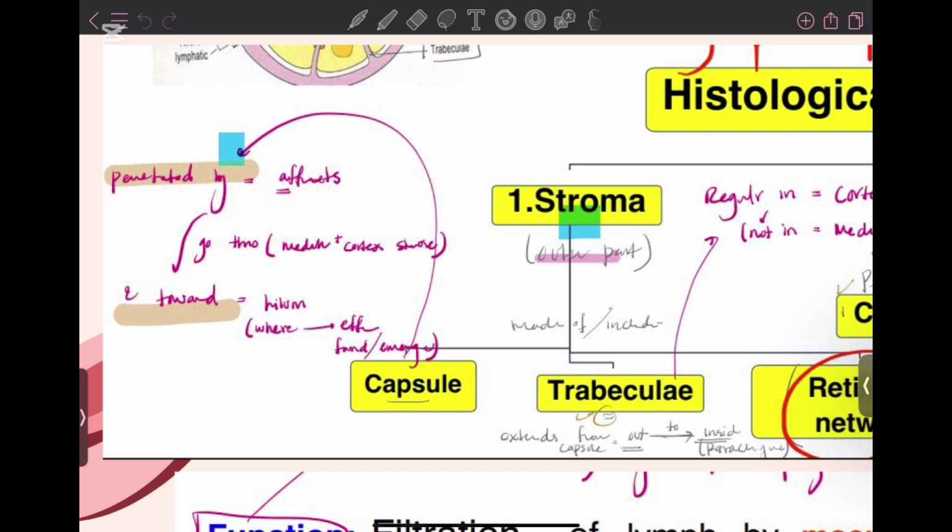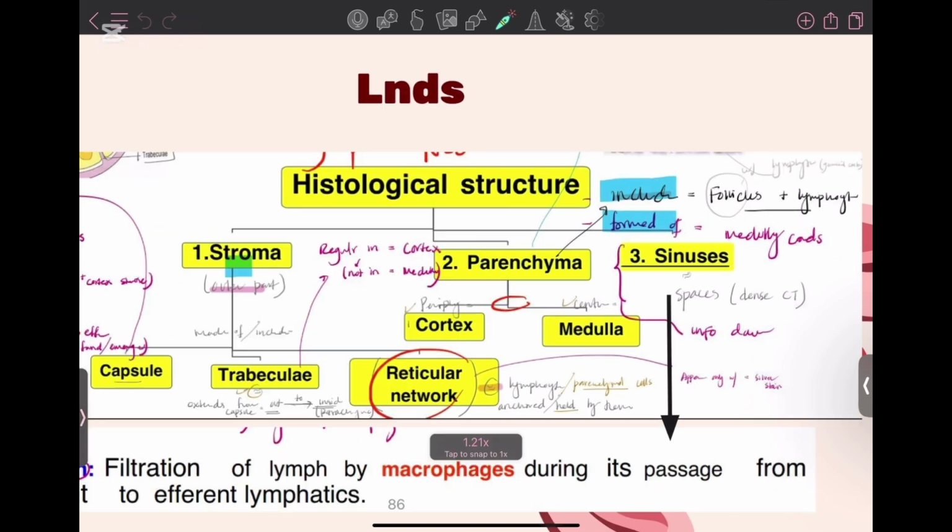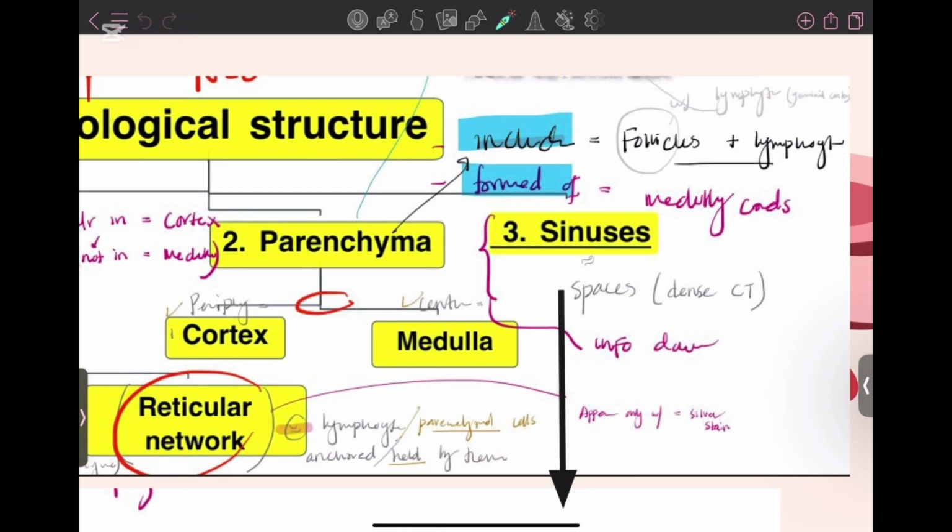Then you're gonna go through the medulla, the cortex, and then you're gonna exit toward the hilum. You're gonna reach the afferents, okay? As I mentioned, you're gonna reach the afferents. So we're done with the stroma and the parenchyma. There are also the sinuses. It's very important, which are spaces that are made of dense CT.